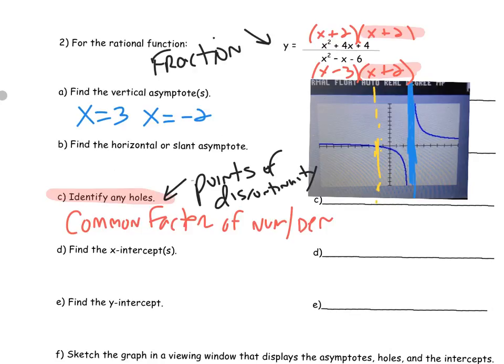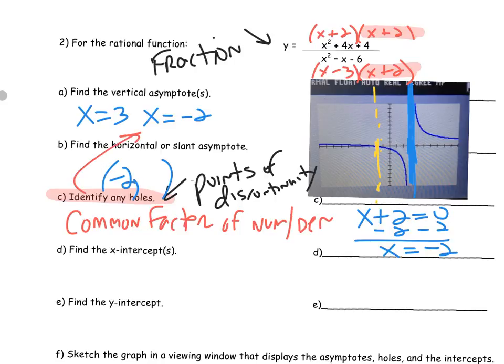The way you find the equation of the hole, because the hole is going to be a point in which the function is undefined, the way you find the point of discontinuity is you set that common factor equal to 0. I'm going to go x plus 2 equals 0, and I'm going to solve. And here I'm going to get x is equal to negative 2. So this graph is going to have a hole at x is equal to negative 2. These holes, these points of discontinuity, take precedence over vertical asymptotes.